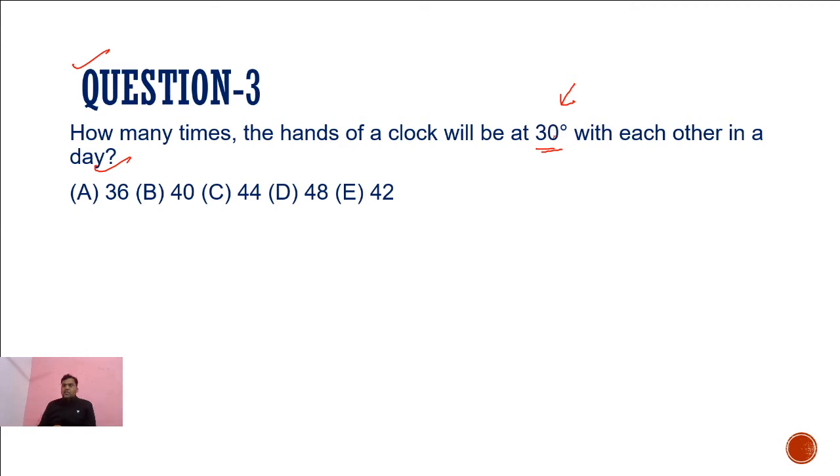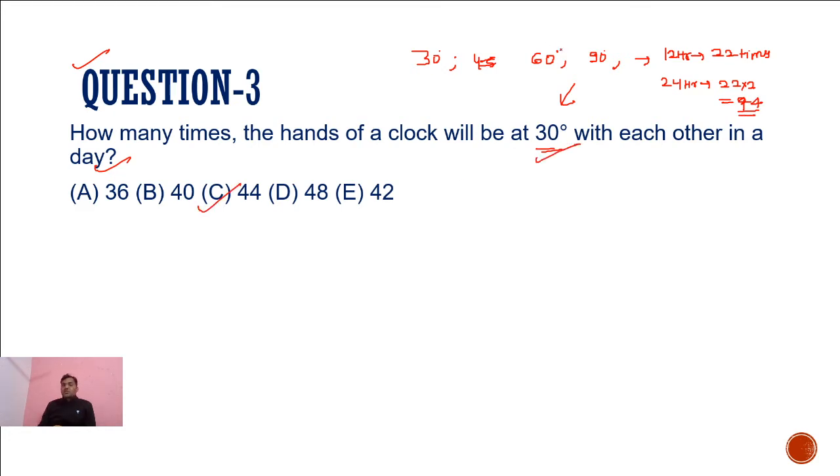The answer straight away: any angle, whether you talk about a 30 degree angle, a 45 degree angle, a 60 degree angle or a 90 degree angle, all these angles are made 22 times in a 12 hour period, right? So the question is asking us for a 24 hour period, the answer will be 22 into 2, that's 44 times, right? So the straight away answer of the question is 44.